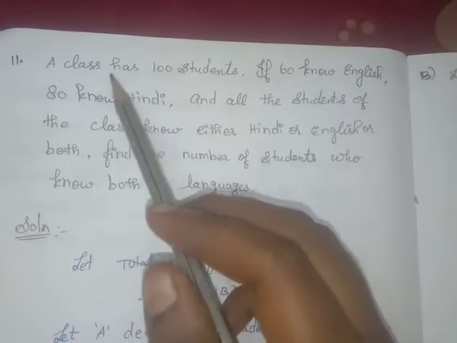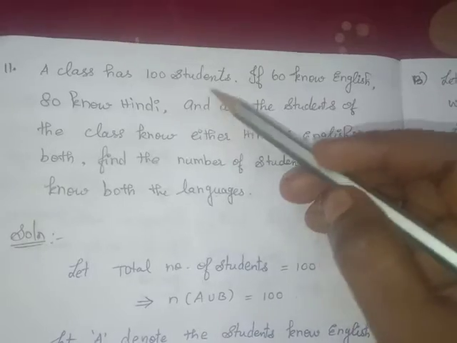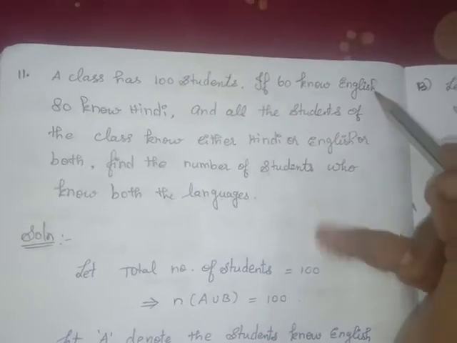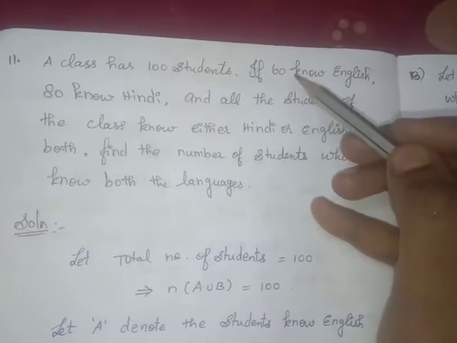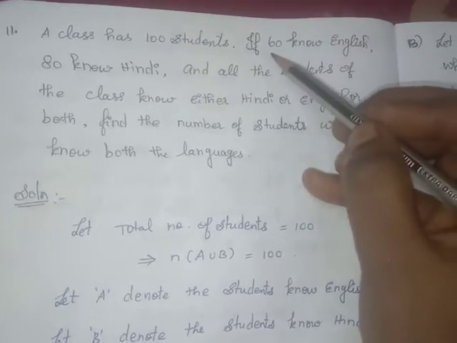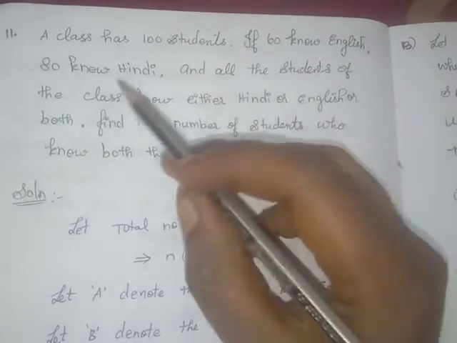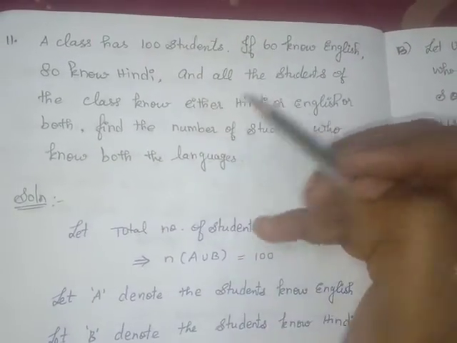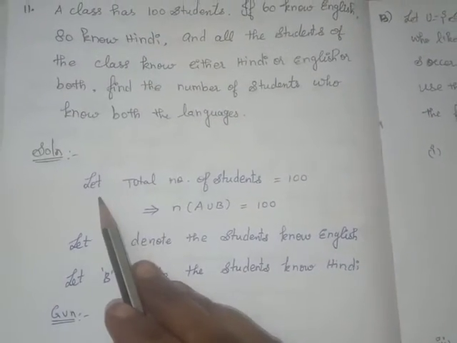So the given is the number of students as 100. So the total number is 100. If 60 know English, you can take English as A or anything. So you denote English as 60 students and Hindi 80. But all the students know either Hindi or English or both. So you only find the both. Okay, first you take the terms.